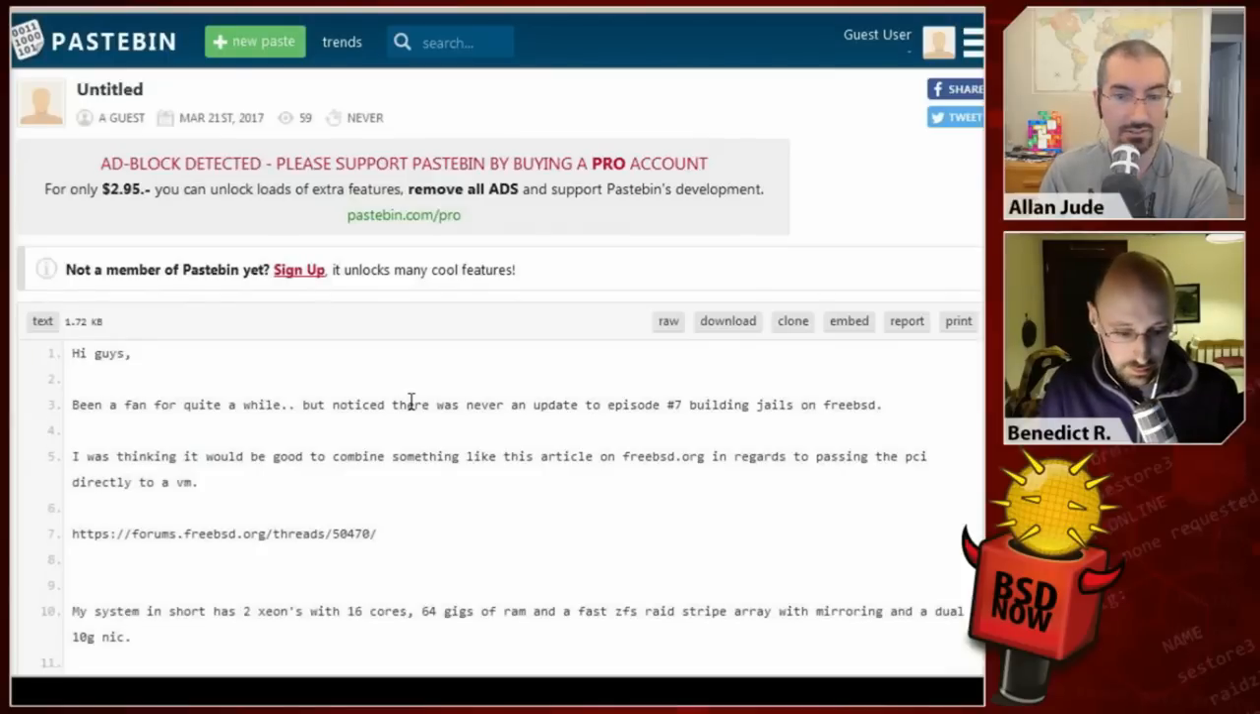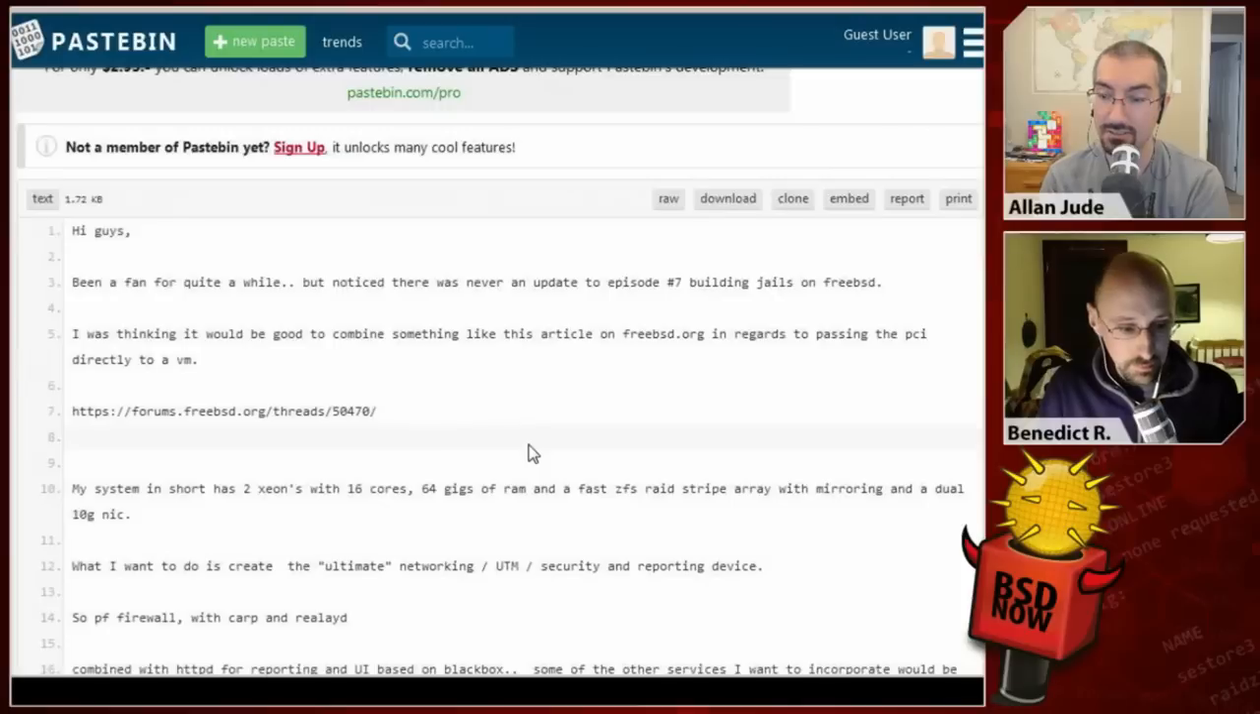Okay. Next question is from Todd. He says, been a fan for quite a while, but noticed there was never an update to episode 7, which is building jails on FreeBSD. I was thinking it would be good to combine something like this article on freebsd.org in regards to passing the PCI device directly into a VM. But that's for Beehive, so I don't know.